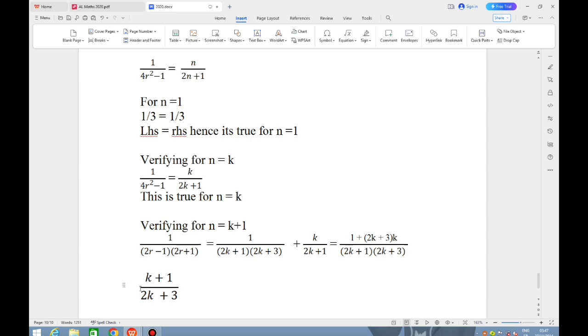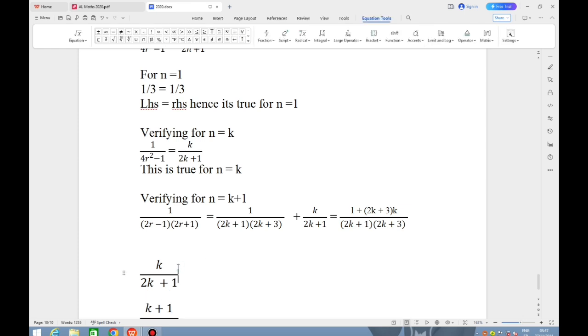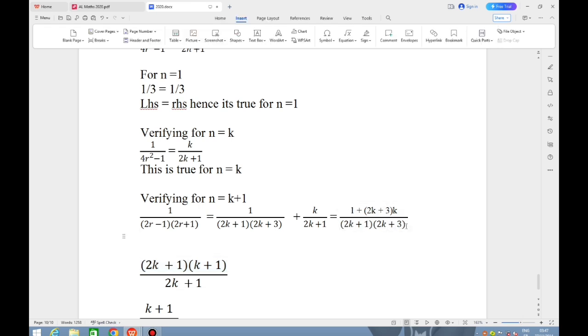Looking at this, we can easily factor out 2k plus 1 from the numerator, and that's going to give us 2k plus 1 times k plus 1, all that over this.